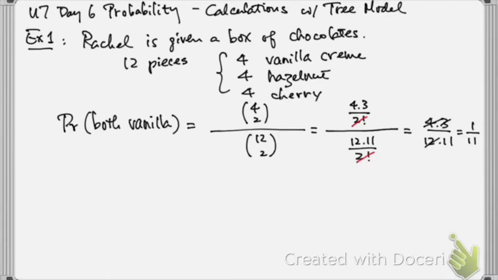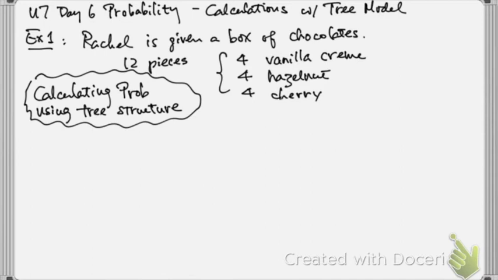Let's look at another way. Same example. I'm going to show you how to use a tree structure to map out the events in this case. Because May is picking 2 pieces of chocolate separately, we can represent it as 2 events. And here's how you draw up a tree structure. You always start with a node represented by a black dot, and then you proceed to the right. At least that's the convention I'm used to.